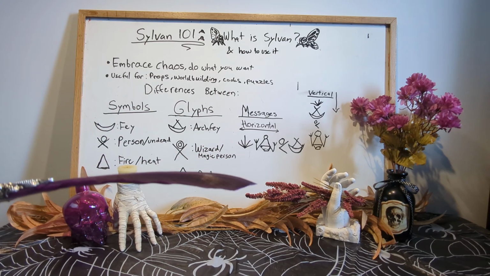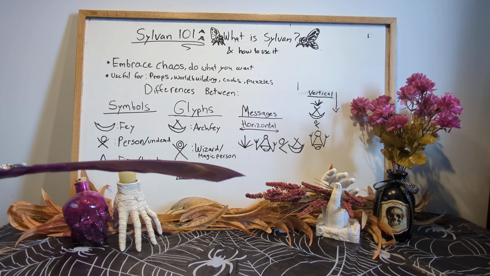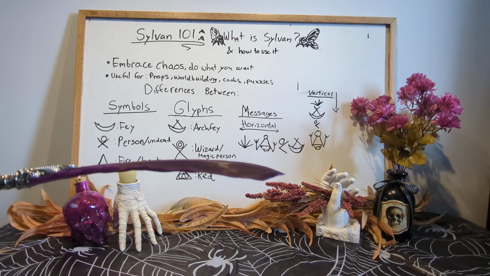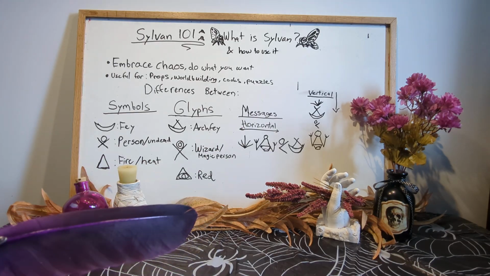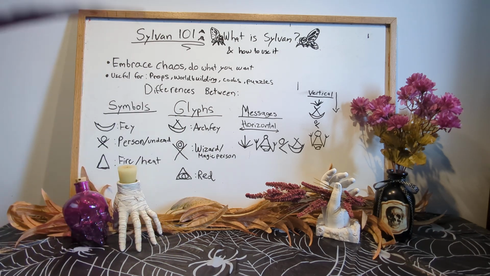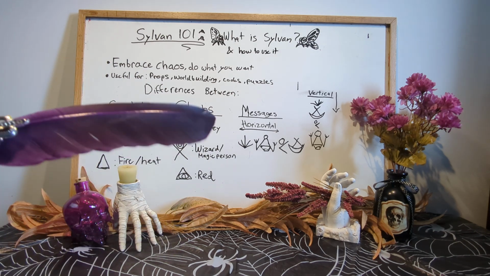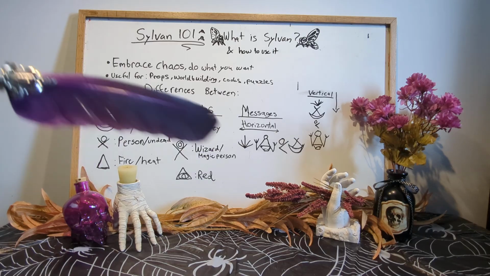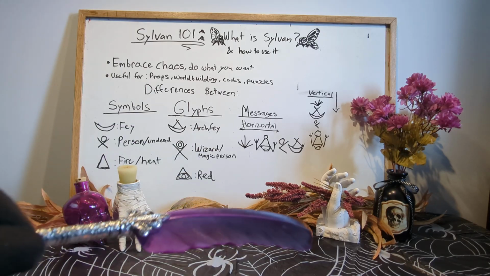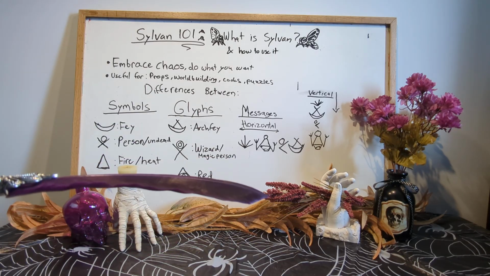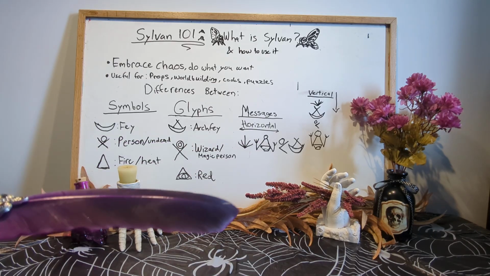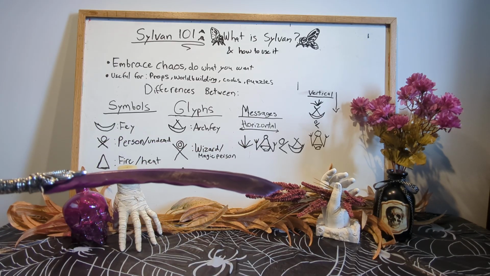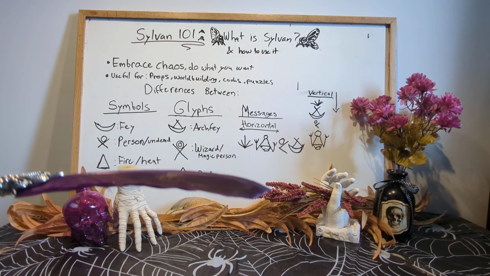So next up in our glyphs, we have person or undead becomes wizard. Now you can see that I also put magic person. This is because glyphs typically have two ways of being interpreted. One of them is the combined meaning and one is the literal meaning. The combined meaning of the symbol would be wizard or mage, witch, that kind of thing. But that's because its literal description is magic person.